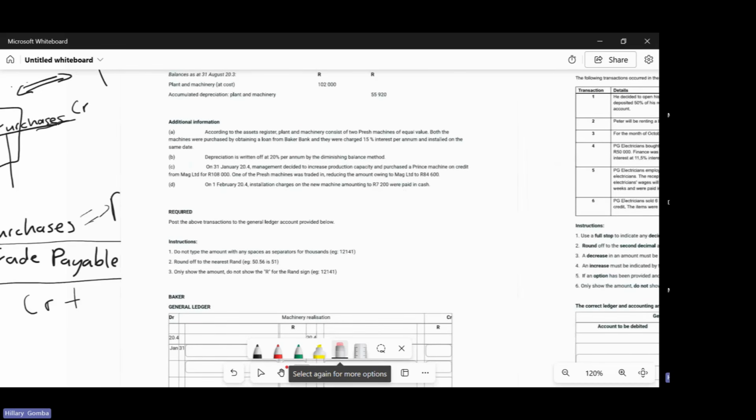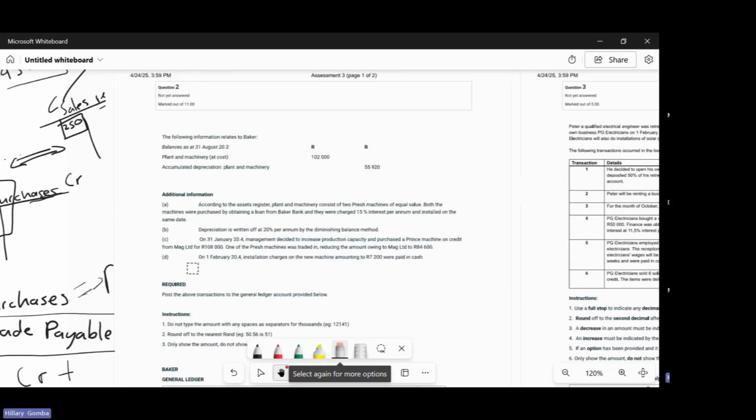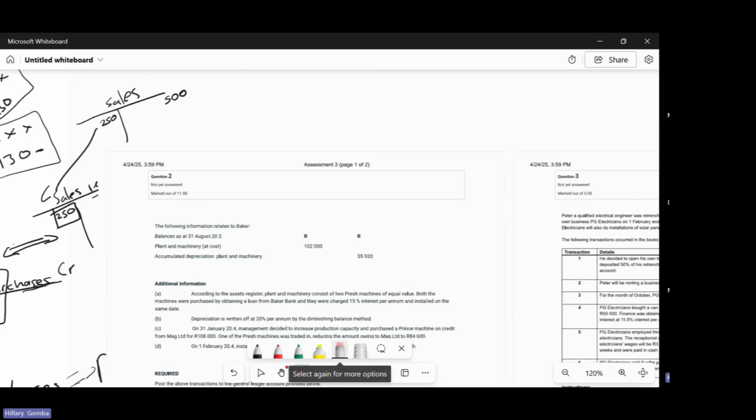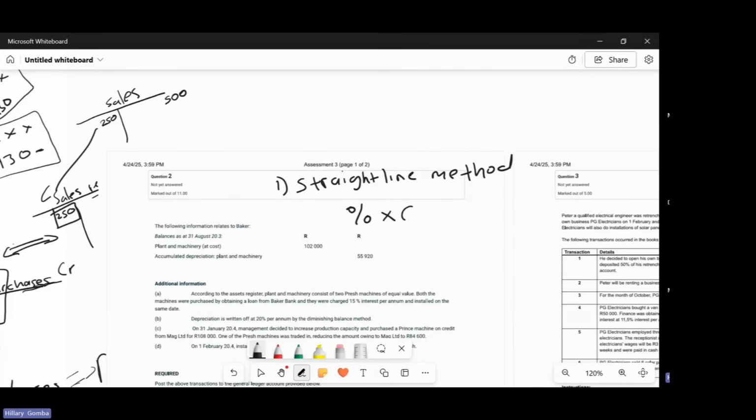But before we move to that, in accounting, there are 2 ways that we depreciate an asset. The first one is your straight line method. You have a straight line method at which the formula is your percentage that they'll give you times the cost price times period, which is your months, over 12. So this is your straight line method, percentage times cost price times N representing your period over 12.